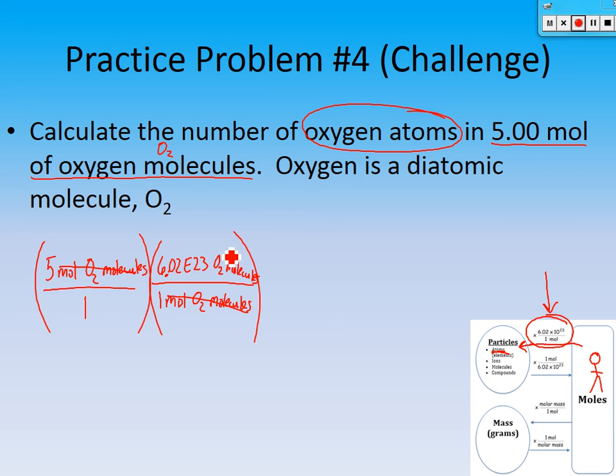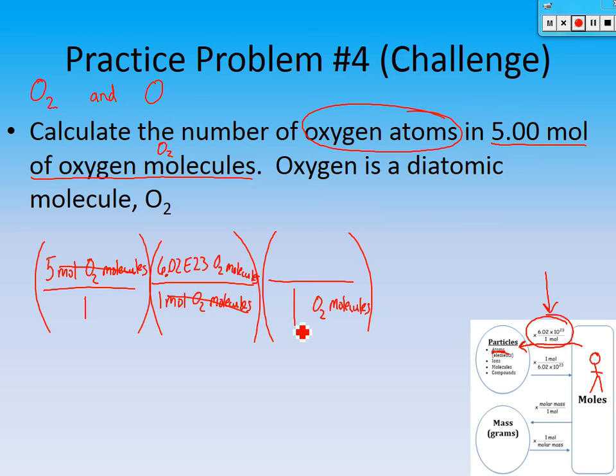And so what made this a challenge problem is I can't stop there because this is a molecule. There's a difference between O2 and just oxygen atoms. So let me ask you this question. How many oxygen atoms are there in one oxygen molecule? And you see this little subscript 2, that tells us there's 2 oxygen atoms here. So I'm going to make a new conversion factor using that, where I go from molecules to atoms. So again, I've got O2 molecules on top. I need O2 molecules on the bottom.